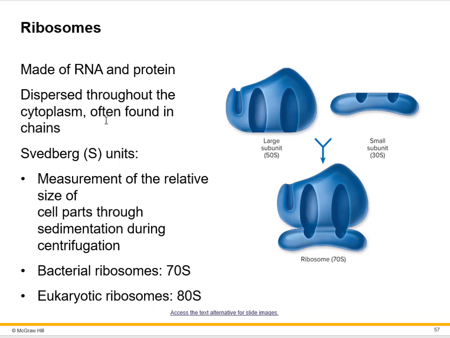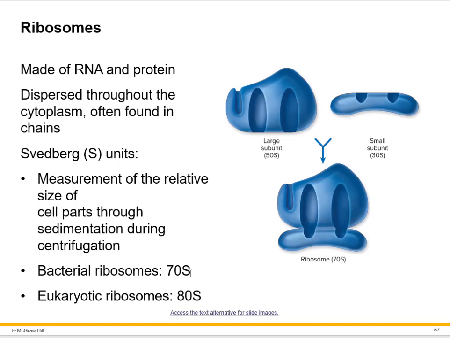There's no rough endoplasmic reticulum in bacteria cells. And ribosomes are measured by Svedberg units, that's the S, and that is a measurement of the relative size of the cell parts through sedimentation during centrifugation. So it has to do with the size and the density of the particles as to where they're going to sediment during centrifuging.